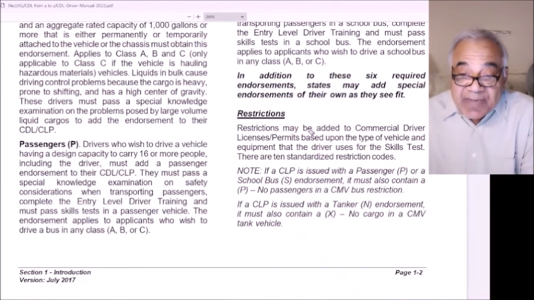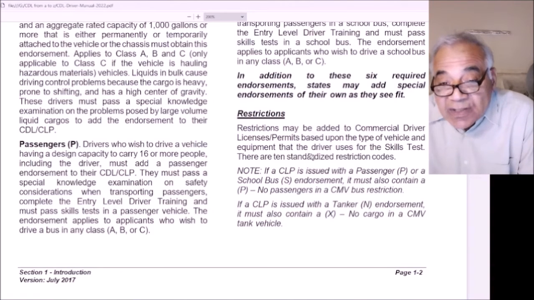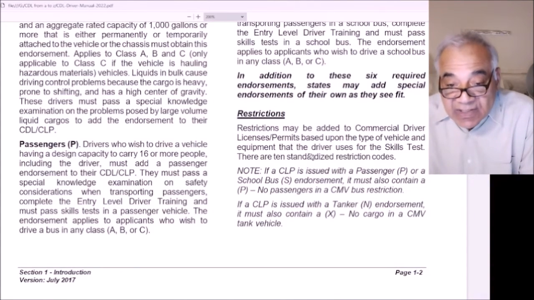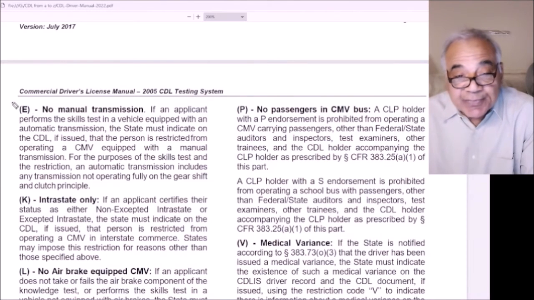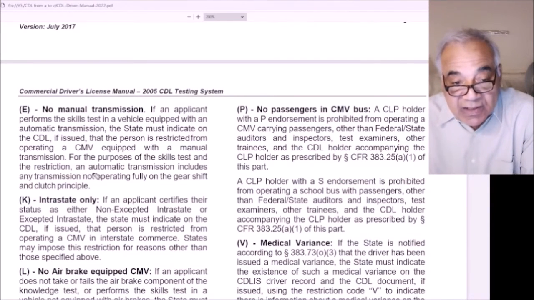The restrictions that can be added to your commercial driver license are listed for every state. It used to be in the past that everybody drove manual transmission. Today, very few people drive manual transmission. The trucks from 2018 and before, most of them were manual. Today, everybody drives automatic. The E restriction, no manual transmission, because the driver was not trained to drive a manual transmission and the driver has to have automatic transmission.